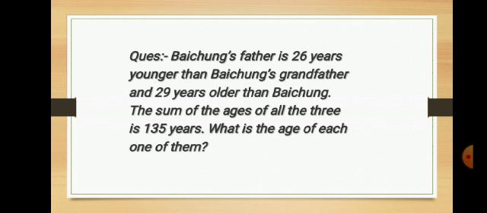Next question. Beching's father is 26 years younger than Beching's grandfather and 29 years older than Beching. The sum of the ages of all three is 135 years. For the three generations, the sum of all three ages will be 135 years. What is the age of each one of them?